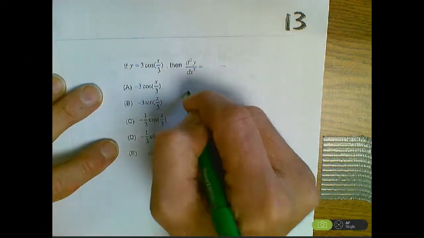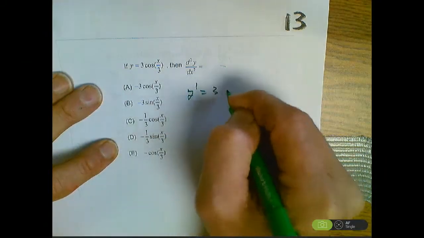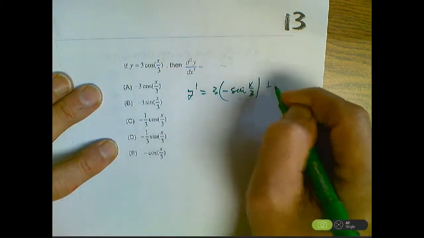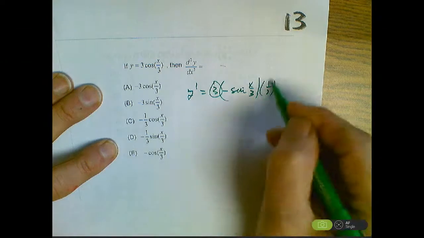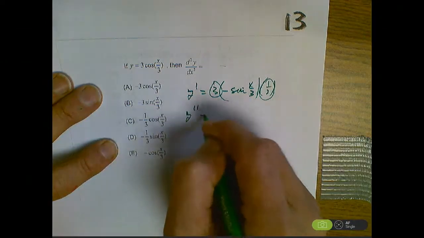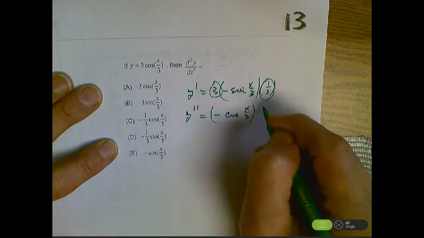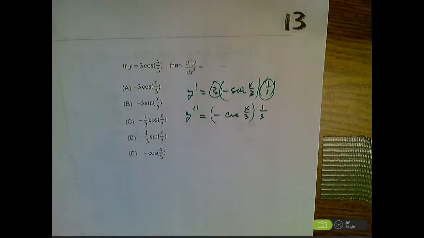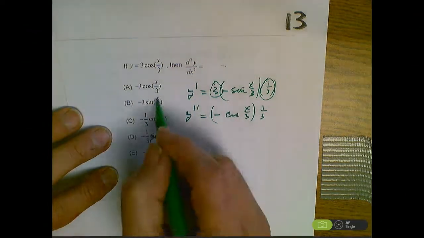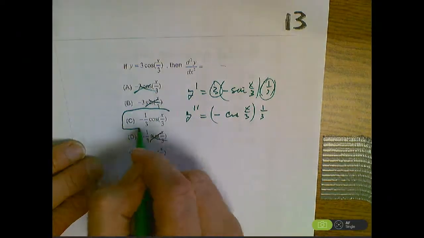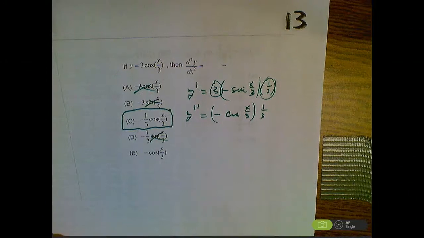Second derivative. Y prime is 3 opposite sine x over 3, then times the baby, which is 1/3. 1/3 and 3 reduce out. Y double prime is going to be opposite cosine x over 3 times the baby, 1 over 3. So I'm looking for 1/3 with an opposite. I got a lot of 1/3, but I got a cosine. That gets rid of that one, it gets rid of this one. And here I am, right here. Okay, good. Okay, got it? Okay, number 14.